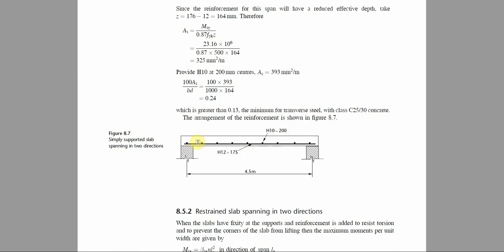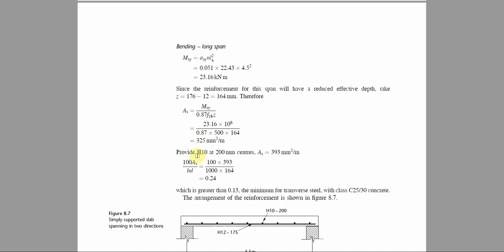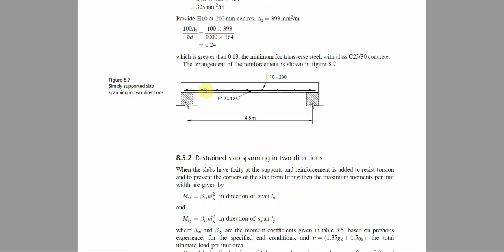This one is provided based on Asx, and this one provided based on Asy. So if you want to calculate the effective depth for Asy, it is from the top here to the centroid of this, while for Asx it is from this place to the centroid of this main reinforcement bar here. So you can see that this one is shorter than this particular one. So that's what we mean by that.